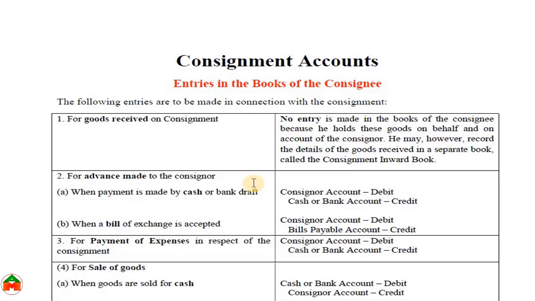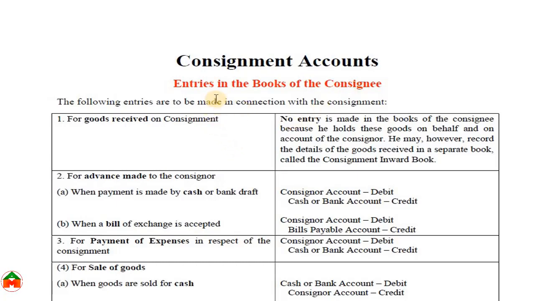Welcome to the tutorial on consignment accounts. This is the third part of this tutorial. In this third part, we are going to learn about the entries in the books of consignee. Entries means journal. The journal that should be recorded in the books of consignee. Here, consignee means the agent who has received the products or goods from the consignor to sell the products.